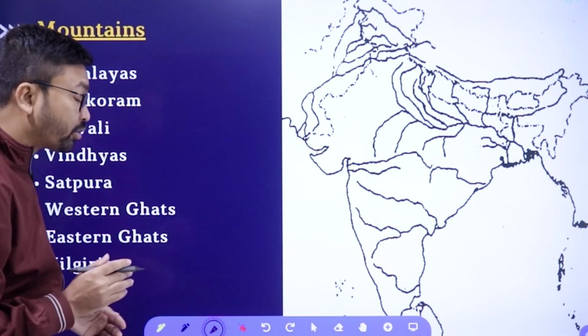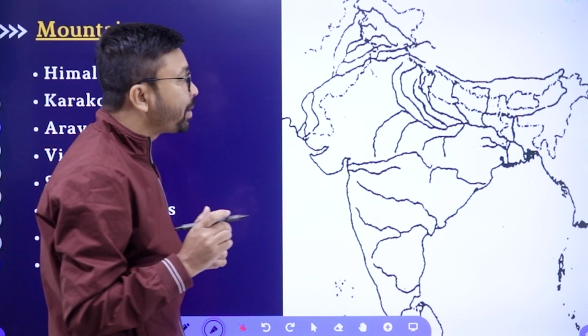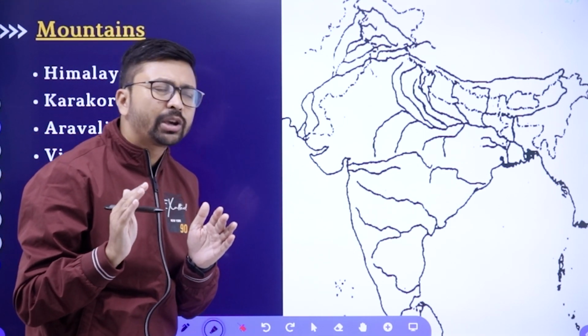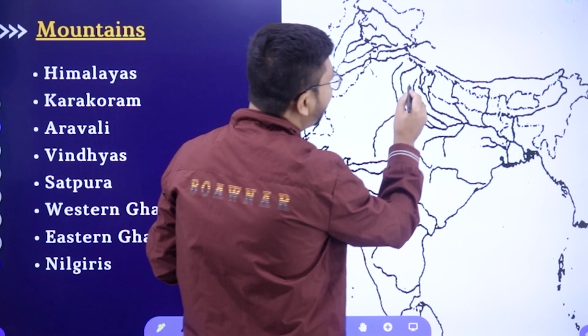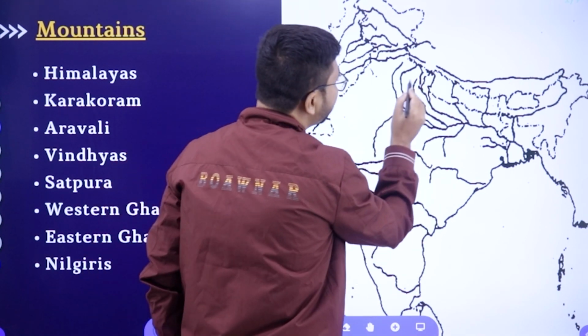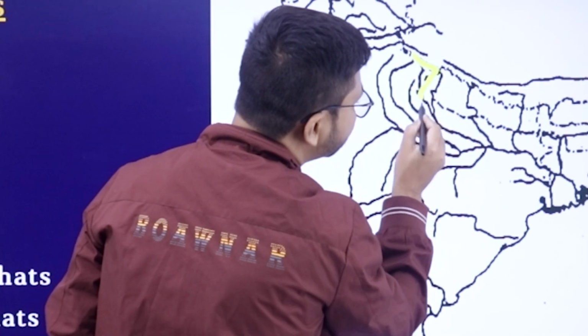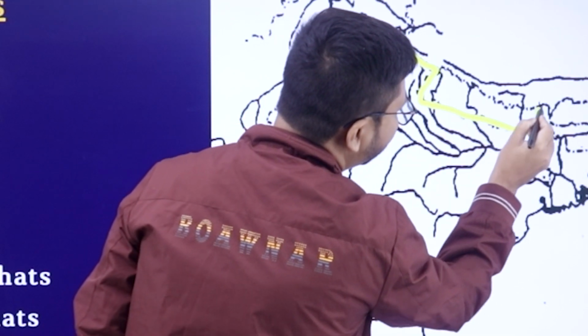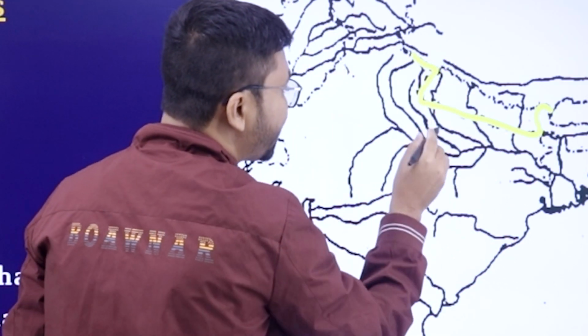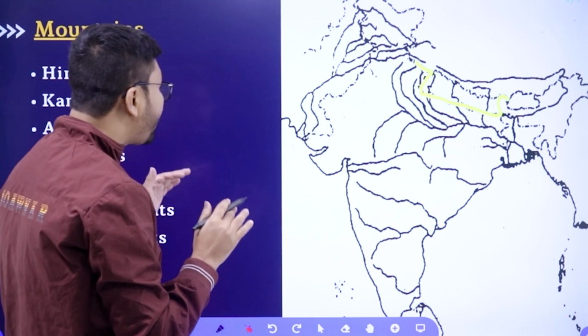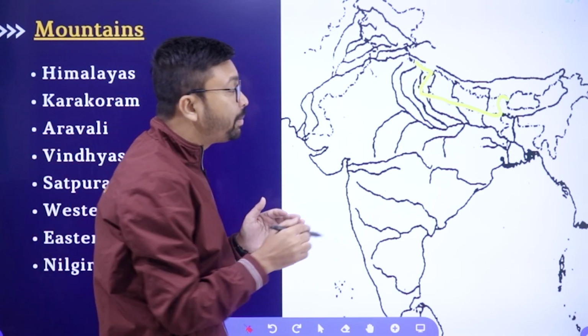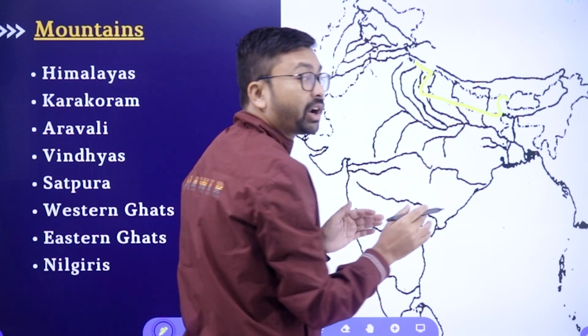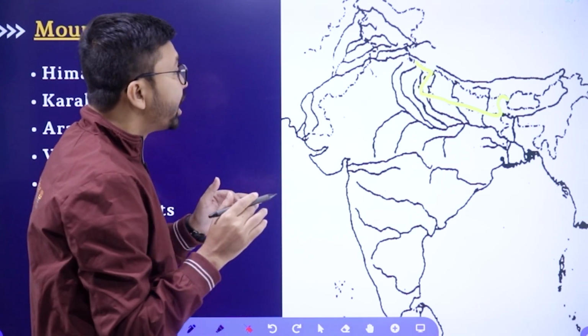First, the Himalayan mountain. For marking the Himalayan mountain, there are a few things you need to keep in mind. First of all, the Nepal boundary. Here you can see this is the Nepal boundary, right? Here it is Nepal, and below there is India. Remember, the Himalayan mountain will be above the Nepal boundary. It should be above the Nepal boundary.